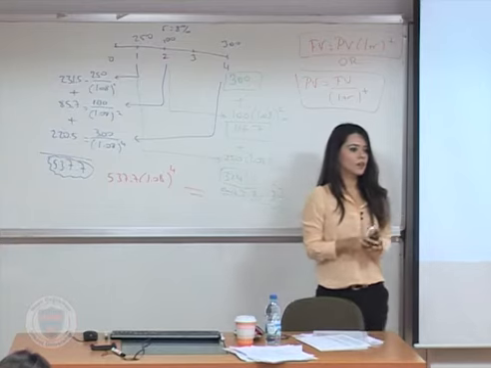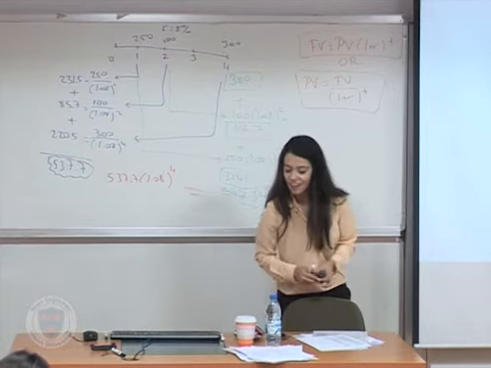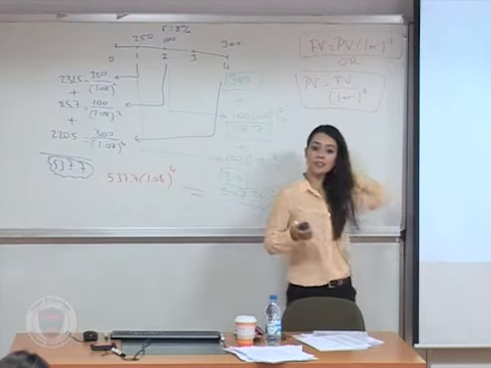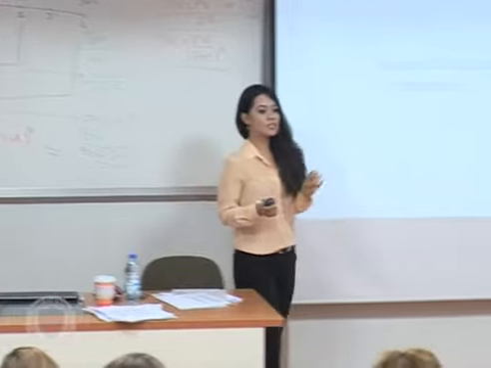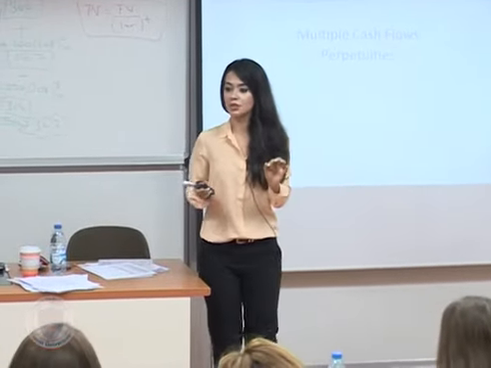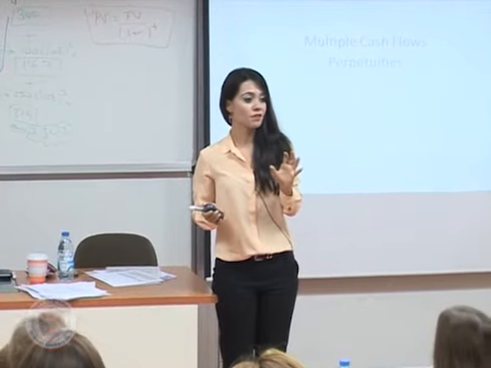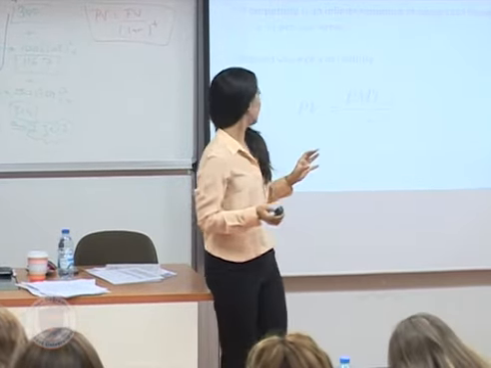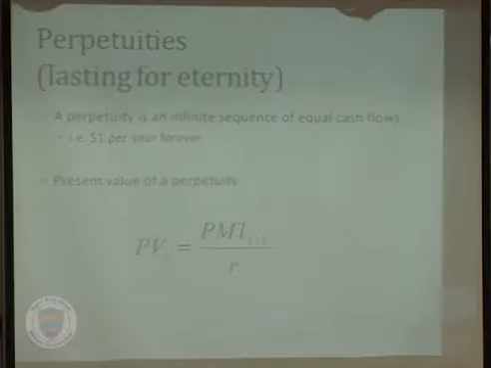Okay. Now let's go into more complicated stuff. We're dealing with multiple cash flows. The first thing we will talk about is perpetuities. What's a perpetuity? That's something very interesting, actually. A perpetuity is an infinite sequence of cash flows, which are fixed. It's infinite. That's why it's interesting.